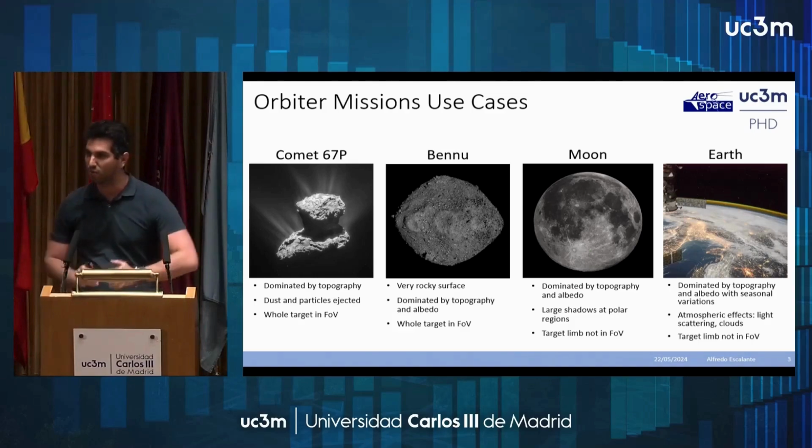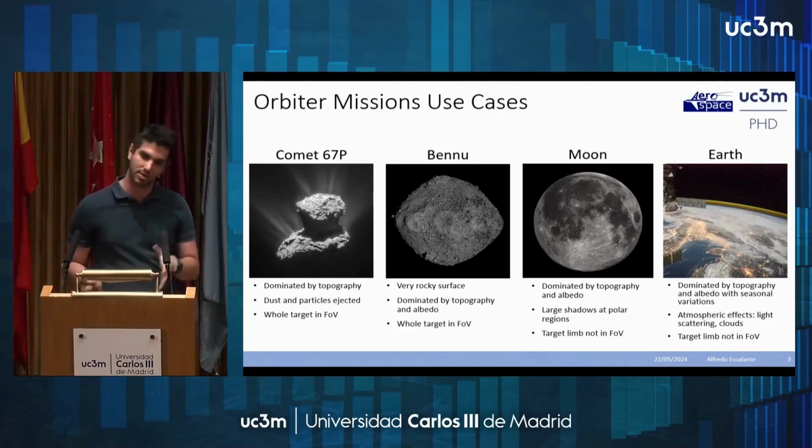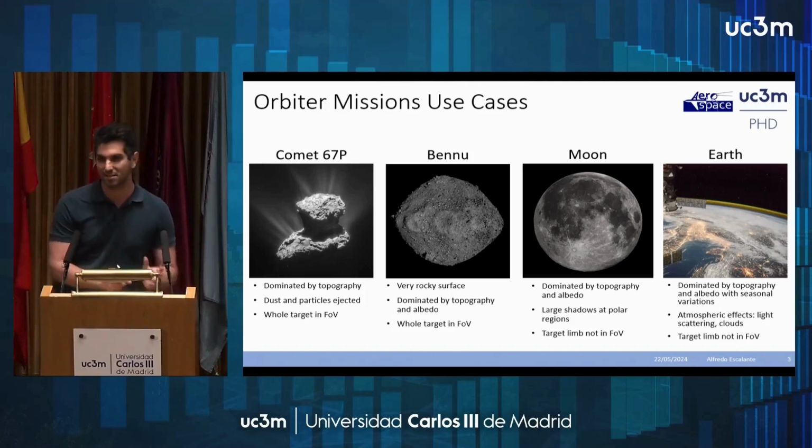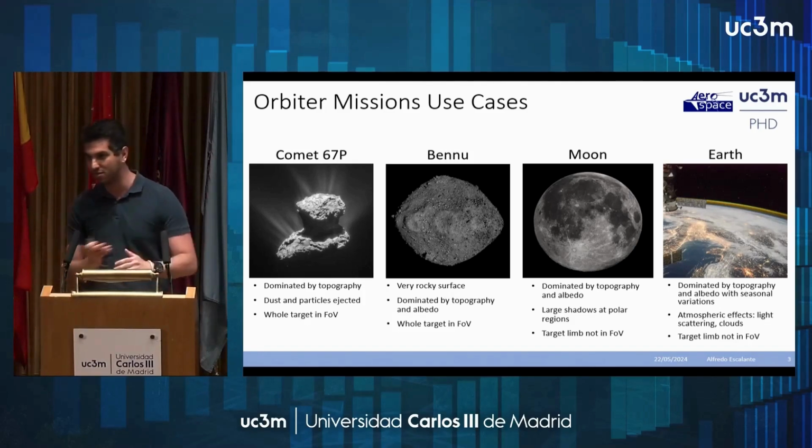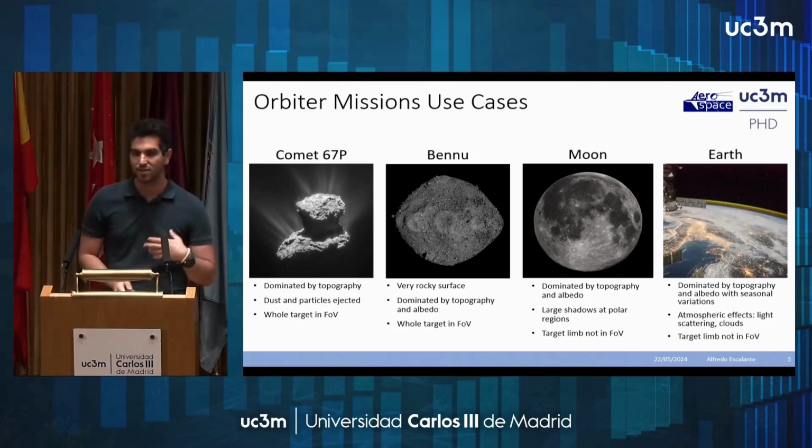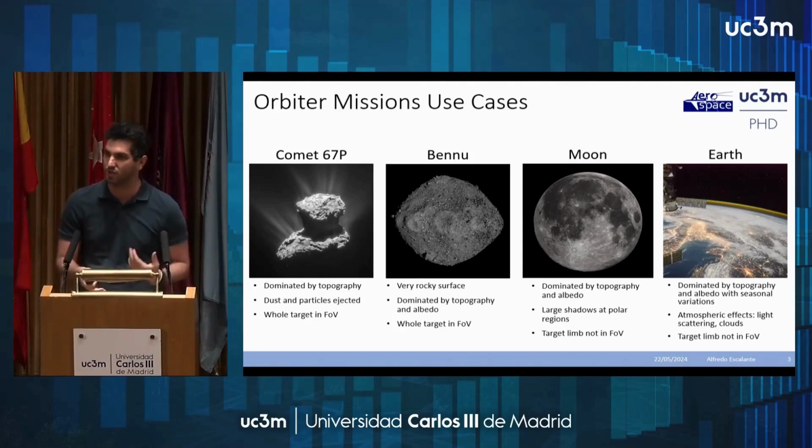And then we move to the most complex cases, which are major bodies, like first the Moon, which again is similar to the asteroid case, but now with the disadvantage that because of the geometry of the mission, normally you don't have the limb of the target in the field of view of the camera. So you have to do some other things in the training to properly estimate distance to the target and nadir angles.